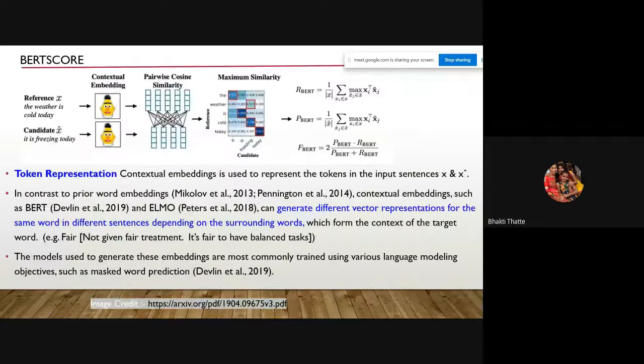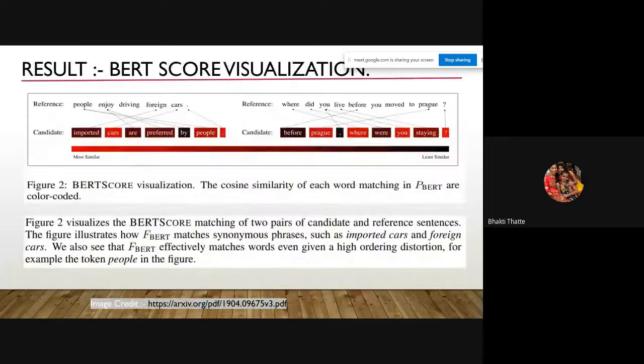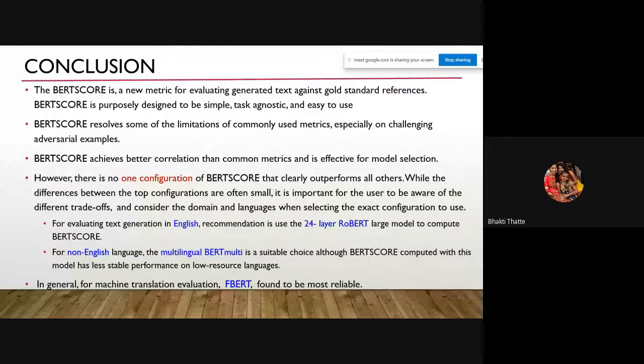So going back to the conclusion again. The example here is if the text generation is in English, the recommendation is the 24 layer RoBERTa large model to be used for calculating the BERT score. Whereas for non-English languages, multilingual BERT is suitable for calculating BERT score. Okay, and then for machine translation evaluation, BERT score is found to be the most reliable metric.